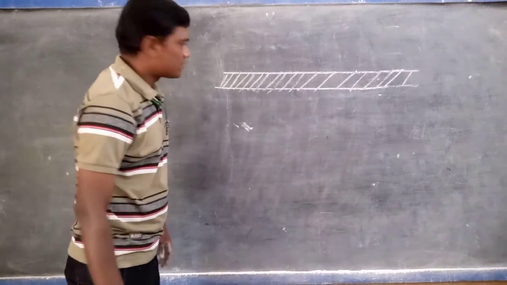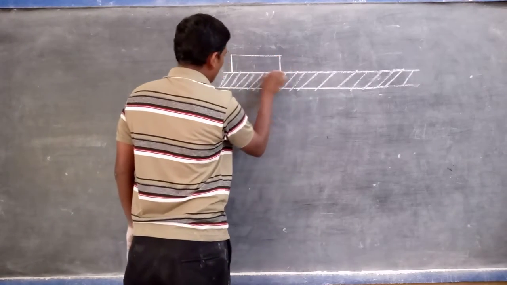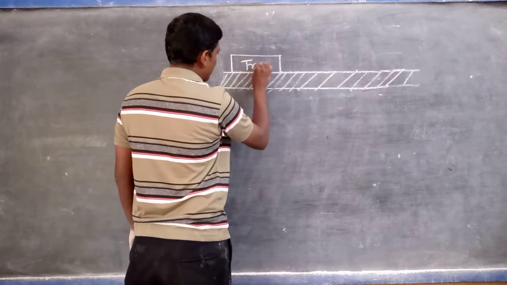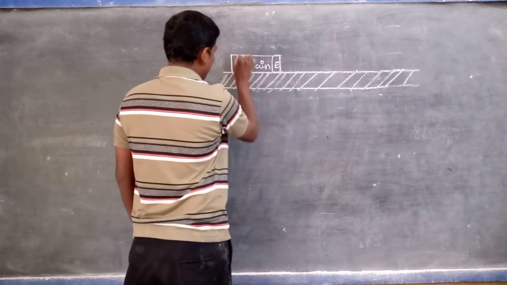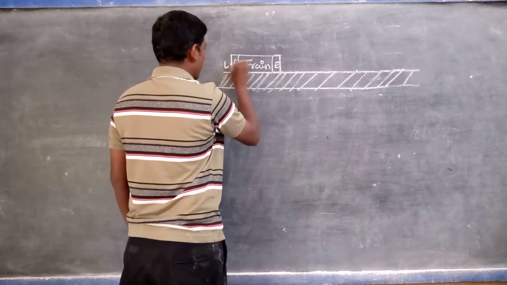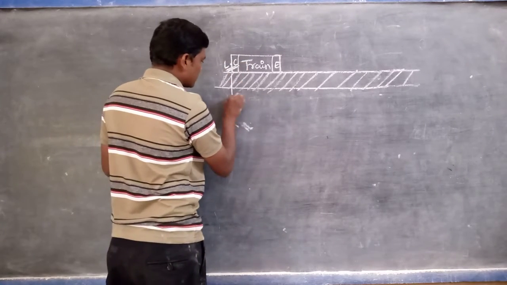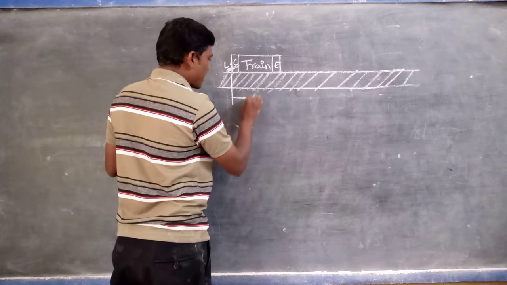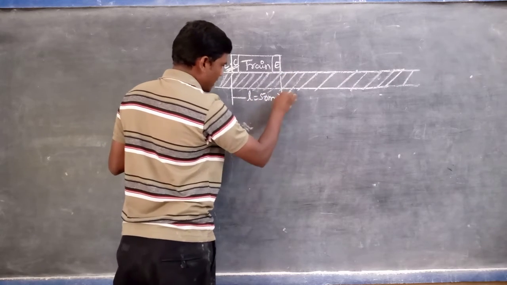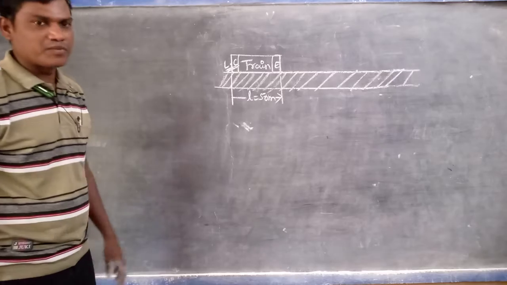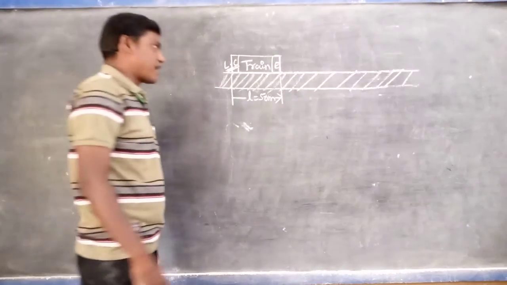So there is a track. Here one train or locomotive is there. This is the engine. This is the last compartment or wagon. What is the length of the train? L equals 15 meters. The length of the train is 15 meters from the engine to the end of the last compartment or wagon.